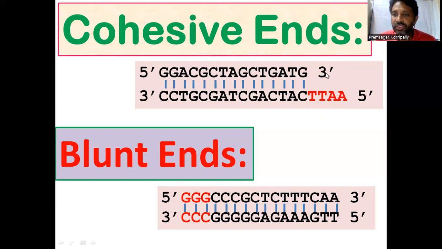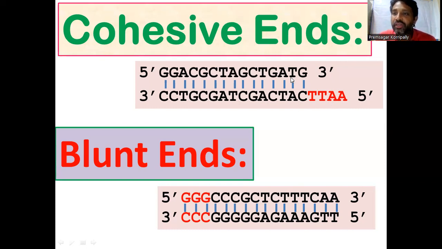In case of cohesive ends, one of the strands is a little longer than its complementary strand. You see, 5 prime to 3 prime, 3 prime to 5 prime. The 3 prime to 5 prime strand is 4 nucleotides longer than the 5 prime to 3 prime strand. So these 4 nucleotides are unpaired, right? So the end which has the unpaired single strand nucleotides is called a cohesive end.